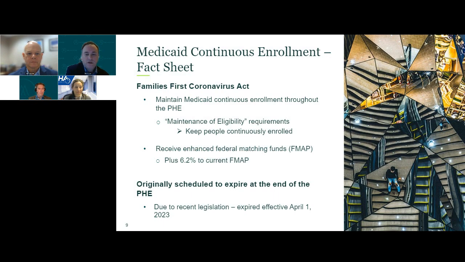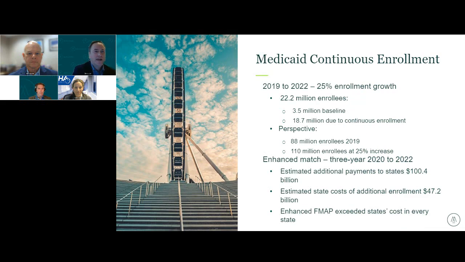So let's talk about how we got here in the first place. We have the passing of the Families First Coronavirus Act. It eased the burden on states, ensuring continuous coverage for vulnerable populations, provided enhanced matching payments to states through the FMAP while requiring states to keep Medicaid recipients continuously enrolled. Originally, that was scheduled to end with the expiration of the public health emergency, but more recent legislation revised that, providing a different transition period.